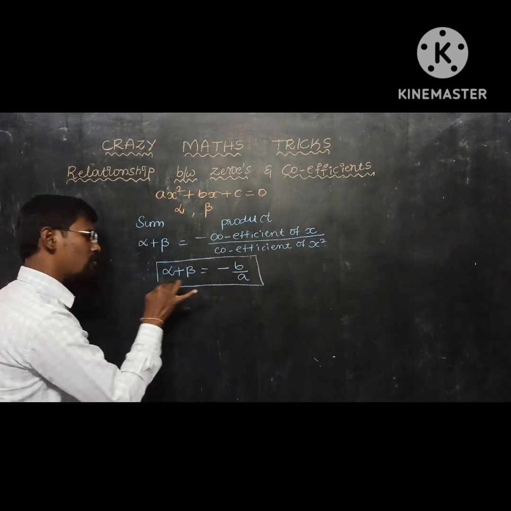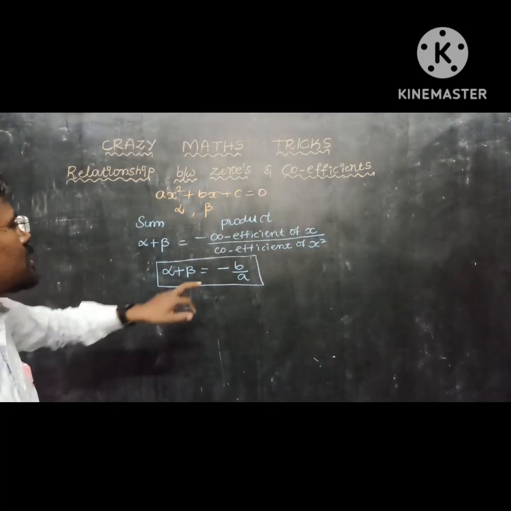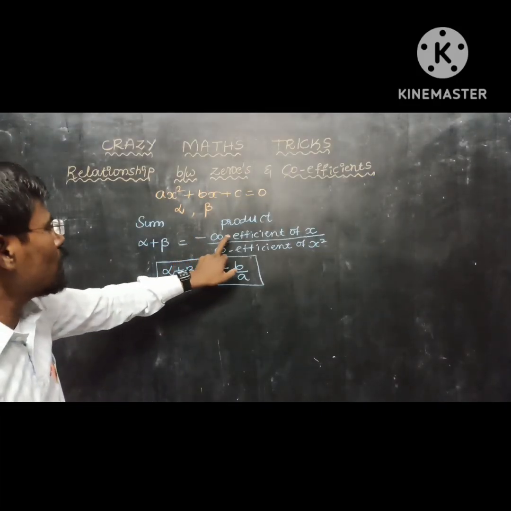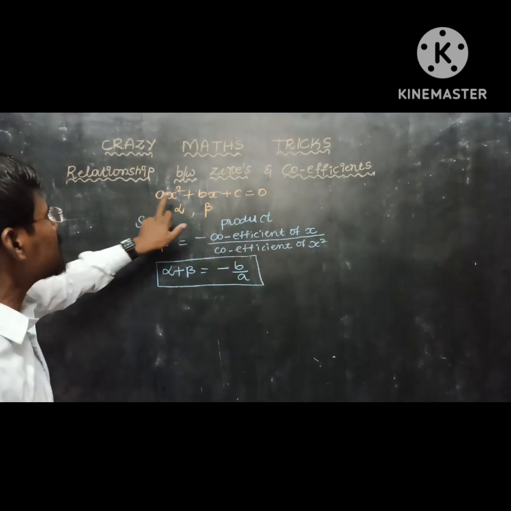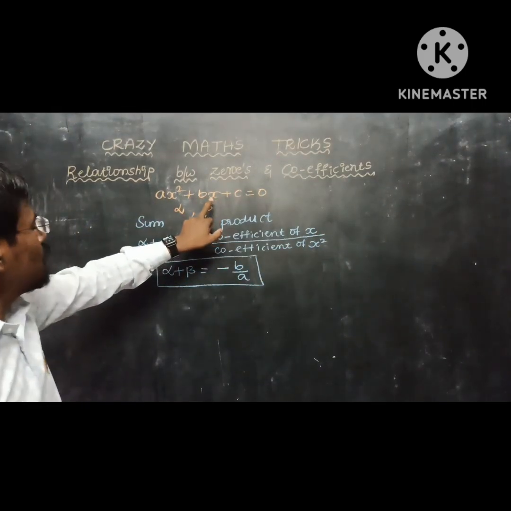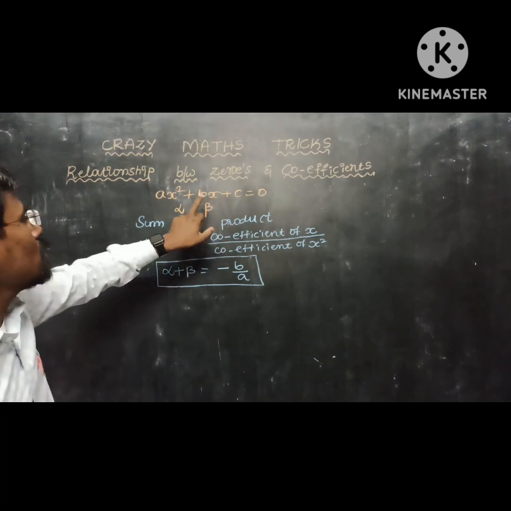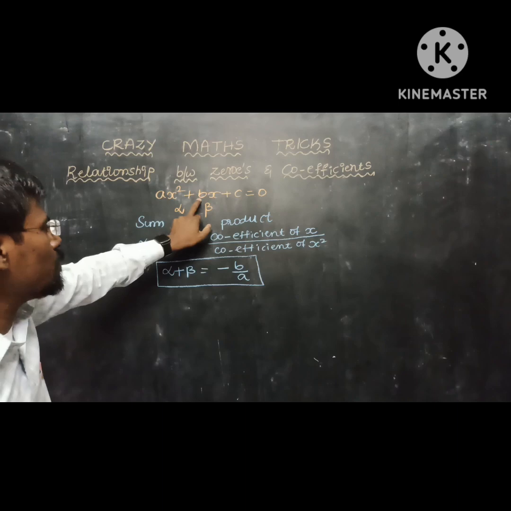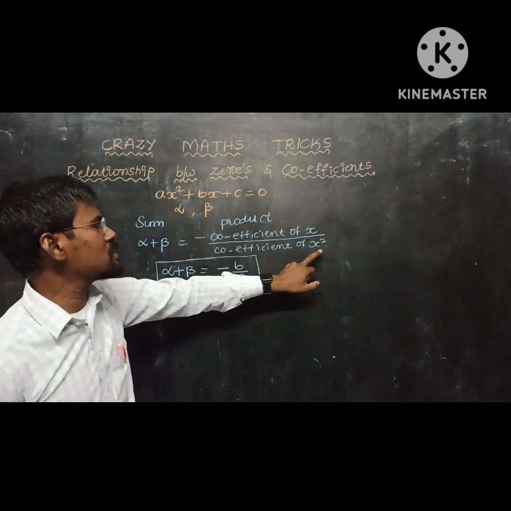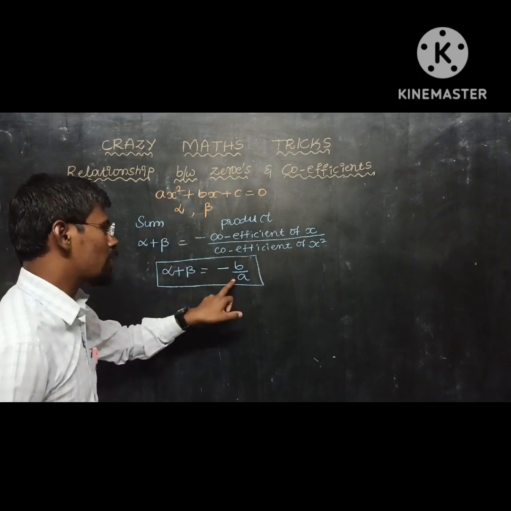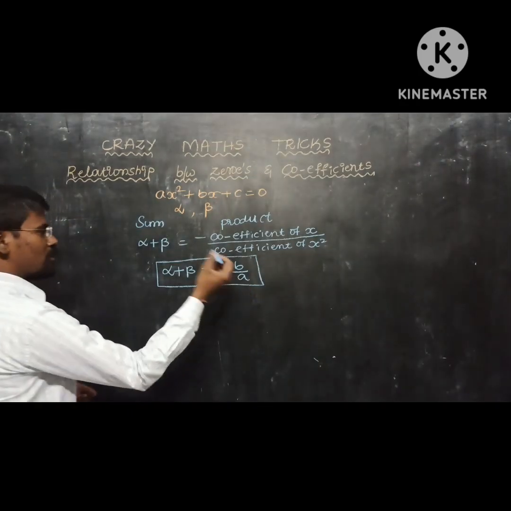According to the general form, this condition is satisfied. See what we said: minus coefficient of x. What is the coefficient of x in our general polynomial? In the general polynomial, the x has b before it. So minus b by the coefficient of x square, which is a. The coefficient of x square is a.